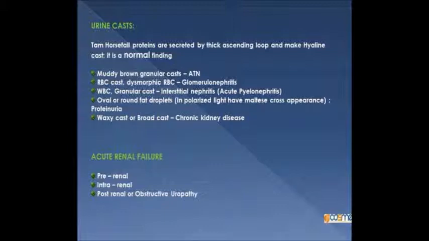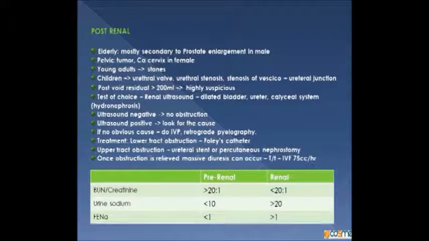Now let's examine acute renal failure. Acute renal failure could be pre-renal, intrarenal, or post-renal, also called obstructive uropathy. Post-renal, let's examine the last one first. In the elderly, it is mostly secondary to prostate enlargement in males, or pelvic tumor or cancer of the cervix in females. In young adults, the most common cause is stones. In children, urethral valve, urethral stenosis, or stenosis of the vesicoureteral junction.